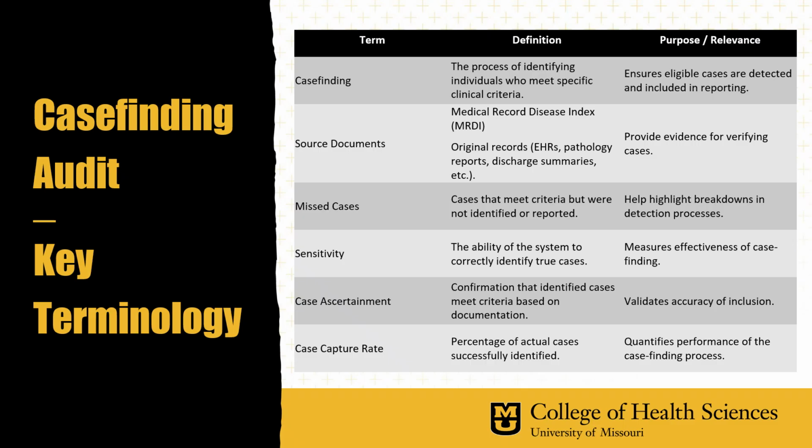Here are a few key terms you may become familiar with throughout the case-finding audit. Case-finding: the process of identifying individuals who meet specific clinical criteria. Source documents: the medical record disease index, pathology reports, discharge summaries, or imaging. Missed cases: cases that meet criteria but were not identified or reported. Sensitivity: the ability of the system to correctly identify true cases. Case ascertainment: confirmation that identified cases meet criteria based on documentation. Case capture rate: percentage of actual cases successfully identified.